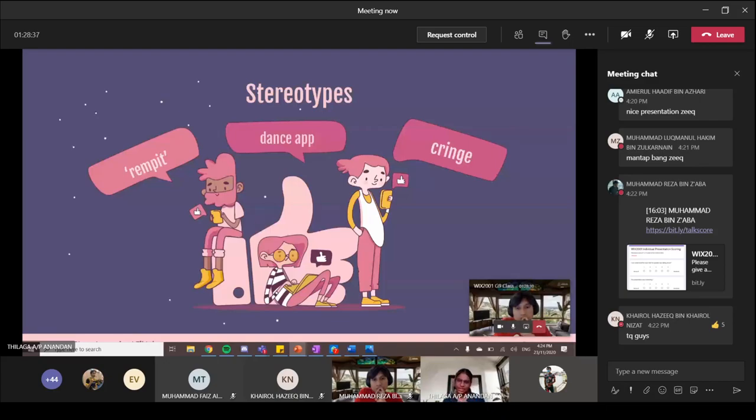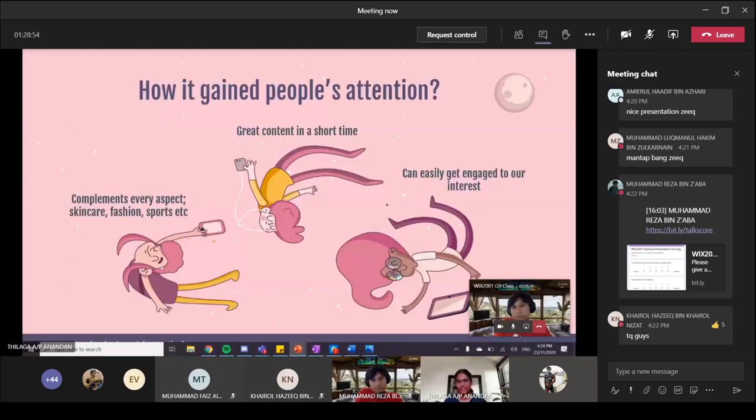But then over time, TikTok broke our mindset and it became one of the most entertaining apps and even turned some of us into TikTok addicts. So let's see how TikTok gained people's attention. In my point of view, I think the main reason why people are drawn to TikTok is its ability to provide great content in a short amount of time.